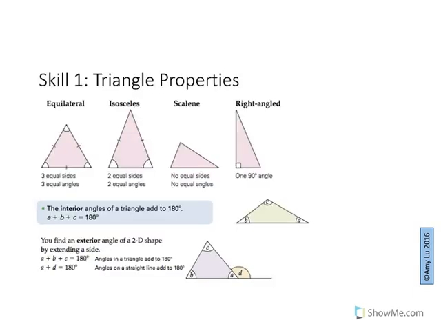So, we need to understand some basic triangles. We have ourselves an equilateral, an isosceles, a scalene, and a right angle triangle. The equilateral triangle basically has two features. All three sides are equal, as indicated by this little line here, and three angles are equal, as indicated by a single line at the angle.